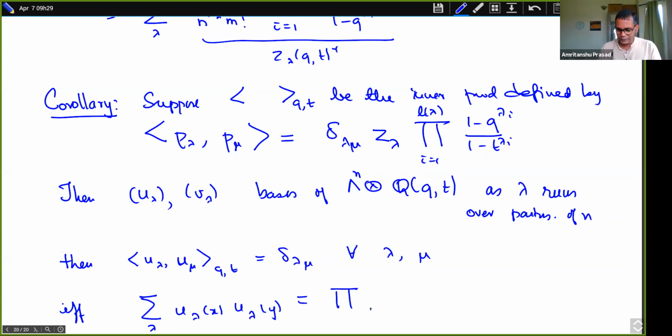And the proof of this is actually the same as the proof we had for Schur functions, just using the deformed inner product. Sorry, Amrit, that should be u lambda v mu, and u lambda x v lambda y. Thank you. Yes.